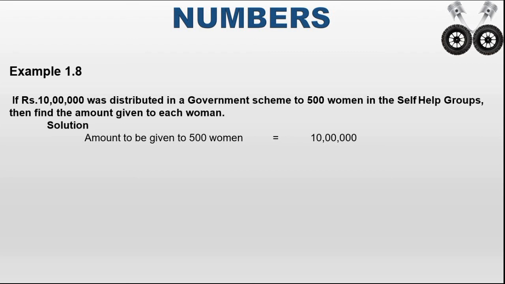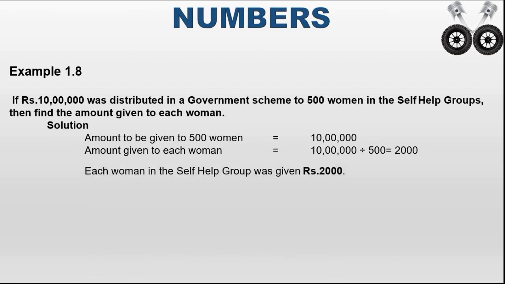Here the amount is distributed to 500 women, so that means we are going to do division. Solution: the amount given to 500 women is 10 lakh. The amount given to each woman equals 10 lakh divided by 500, which is equal to 2,000.